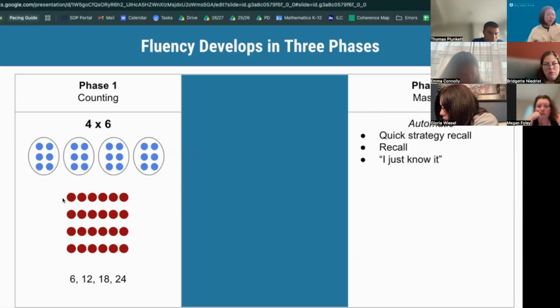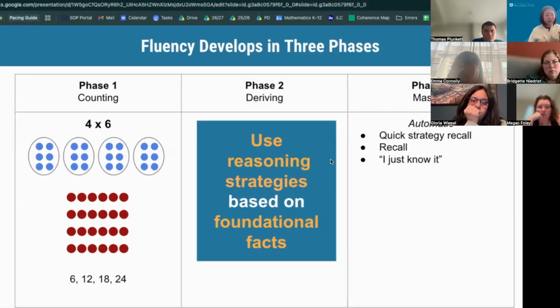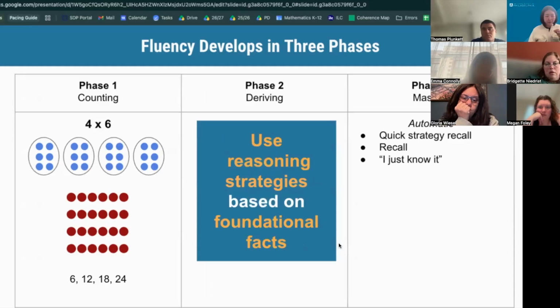Historically, what we've done is we focused on the different counting methods, and after that, we would go straight into, okay, now just try and remember them. Let's try and memorize them. But there's a phase two in fluency development. And what happens in phase two is students use reasoning strategies based on foundational facts. Let's go into what those foundational facts might be.